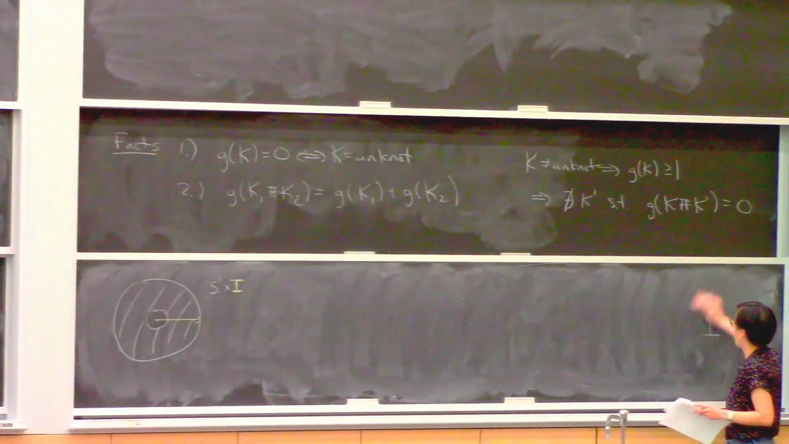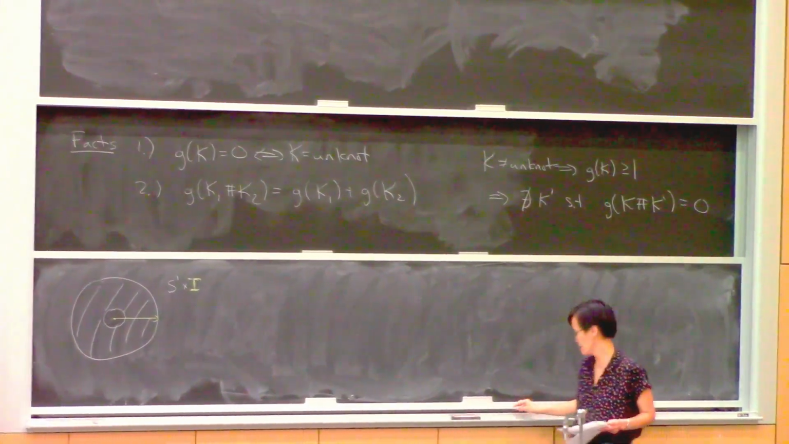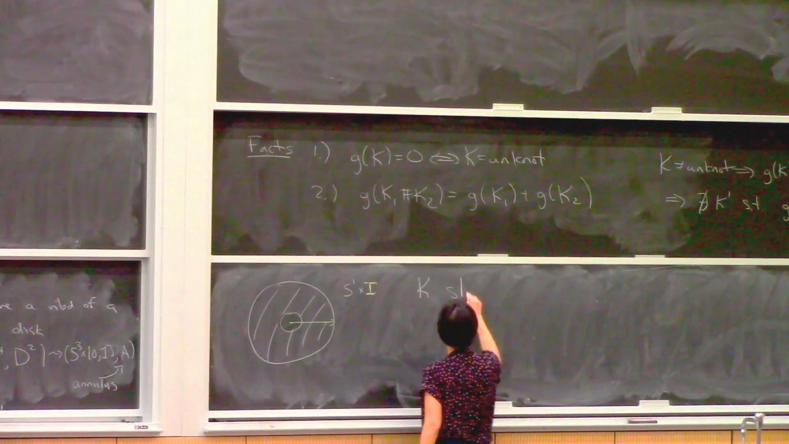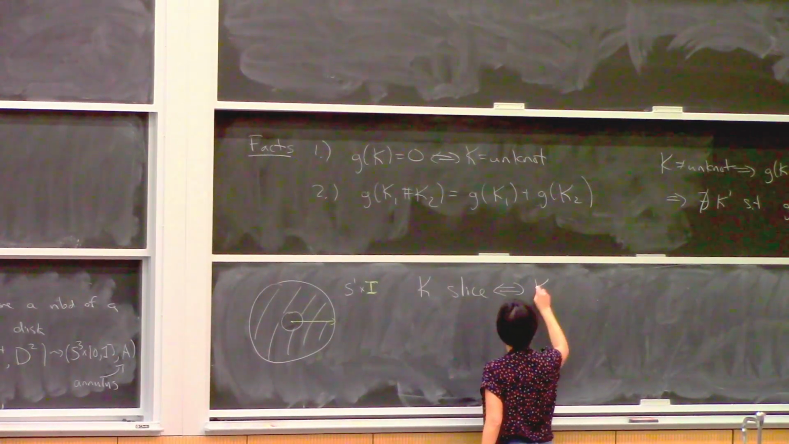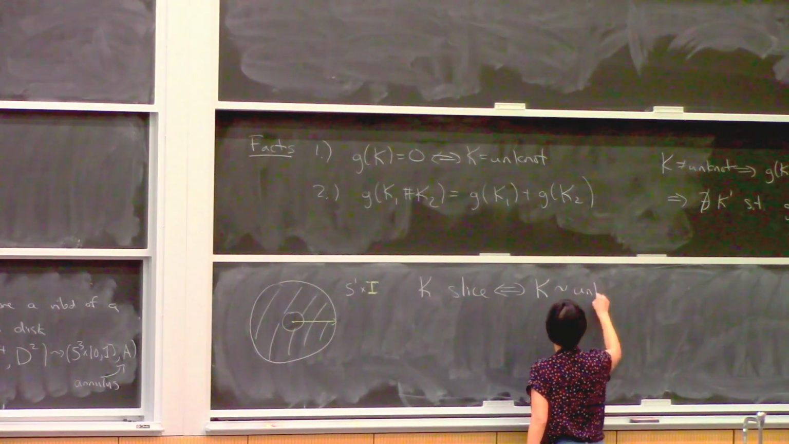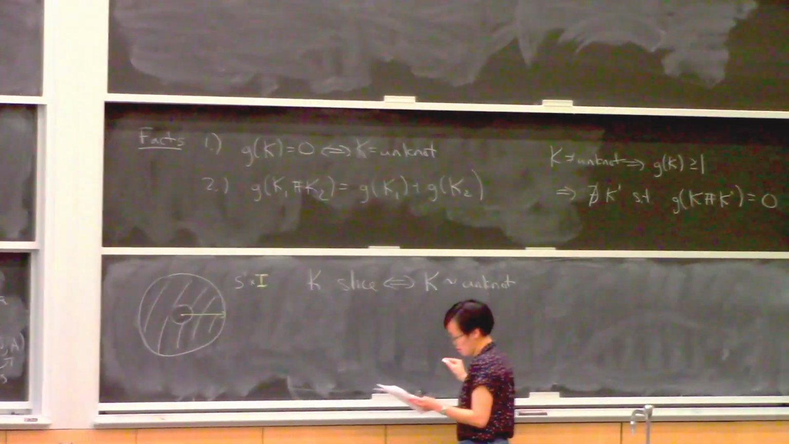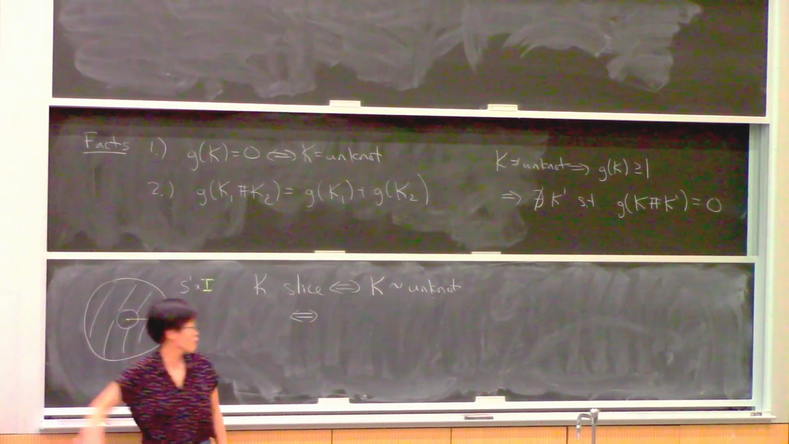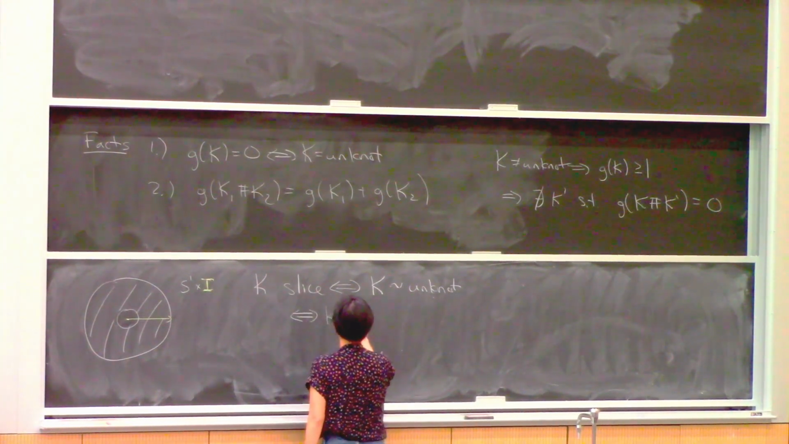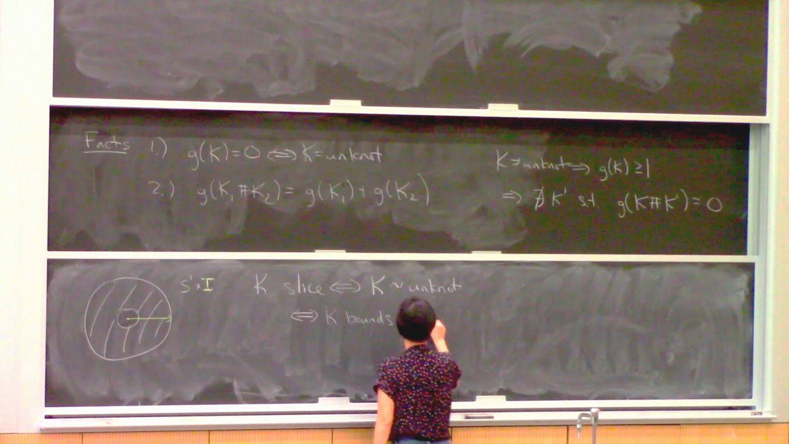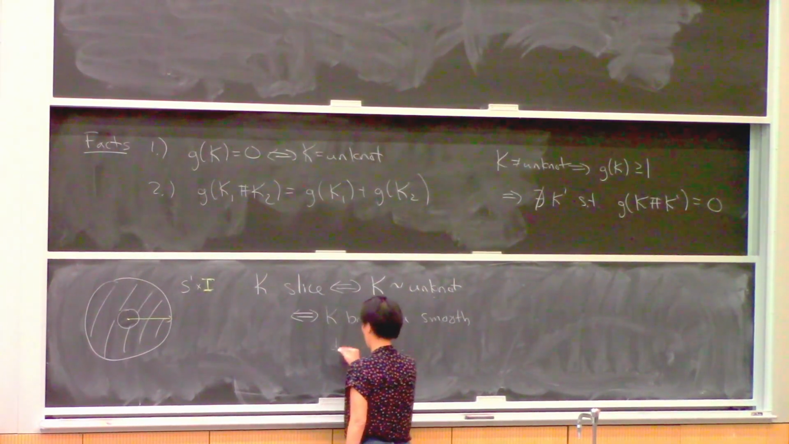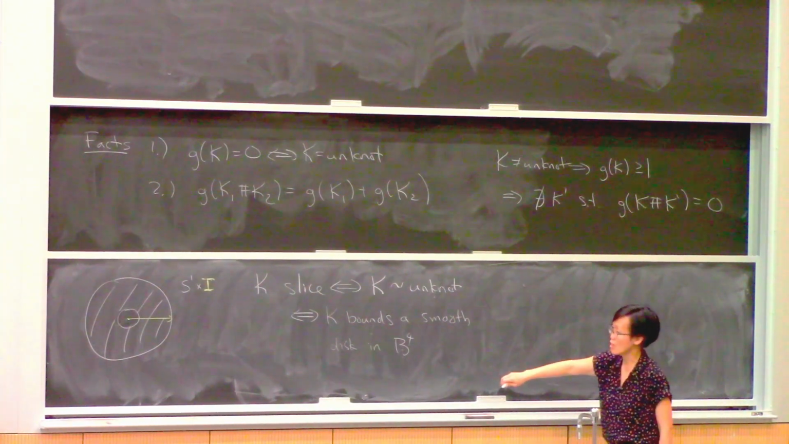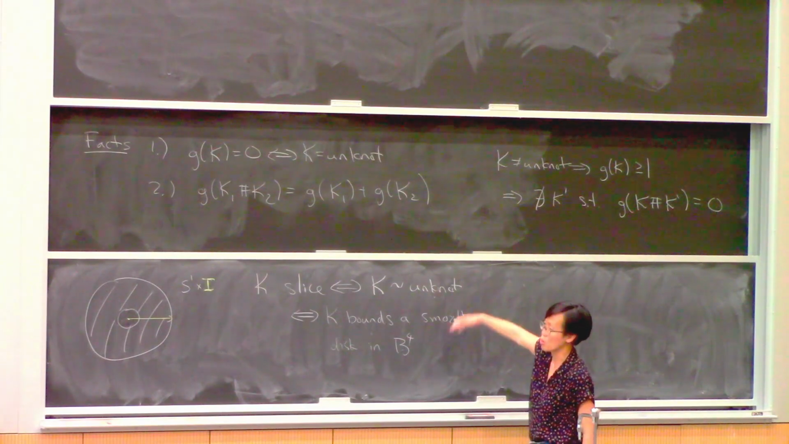So knots that are concordant to the unknot are pretty special to us, so they're going to get a name. They're called slice knots. A knot K is slice if and only if K is concordant to the unknot, which is equivalent to saying, by the picture that I drew over here, that K bounds a smooth disk in the four ball. I showed you how to go from the smooth disk to a concordance to the unknot.